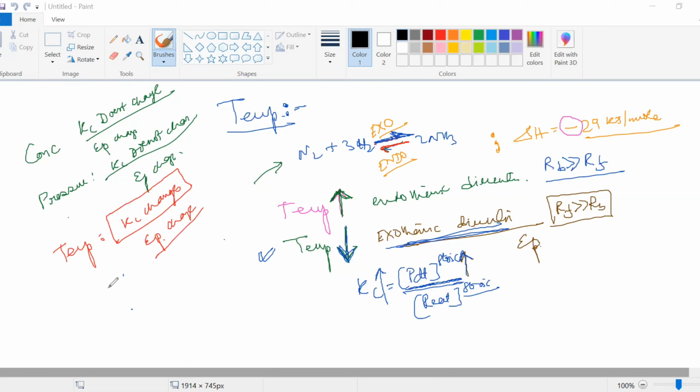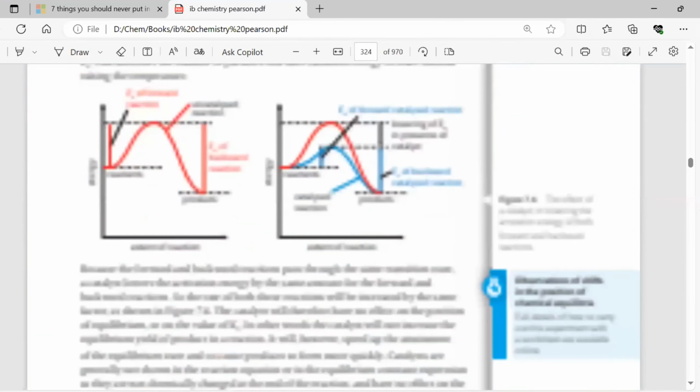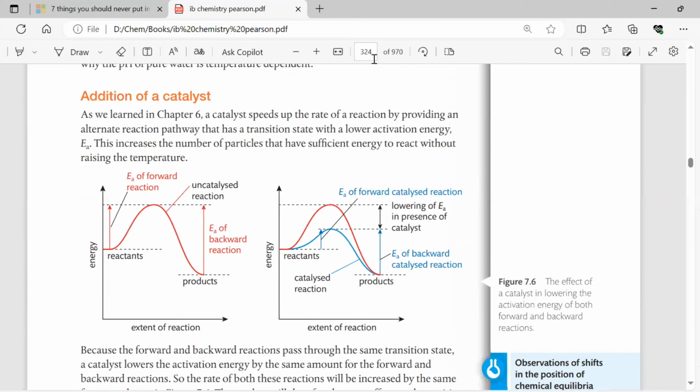So we are getting this part that whenever the Kc will increase, it is because the product concentration increases. Now we are coming to the change in catalyst. Now, what does the catalyst do? It speeds up the rate of the reaction.